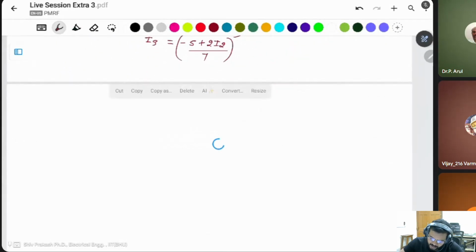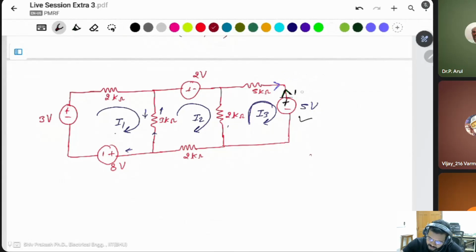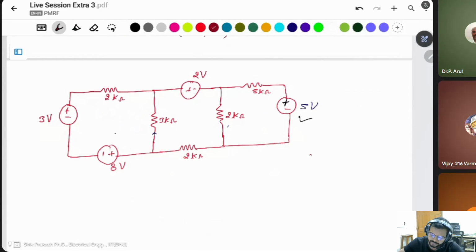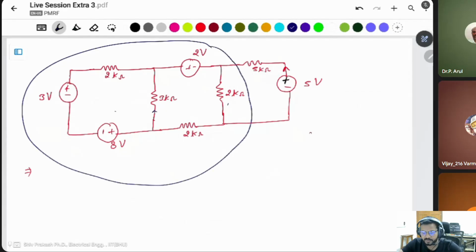But let's try another method. This value is 5 volt. By using source transformation, you require only this current, so there is no need of all this other stuff. You can do anything in that case, but you have to find only this current I.